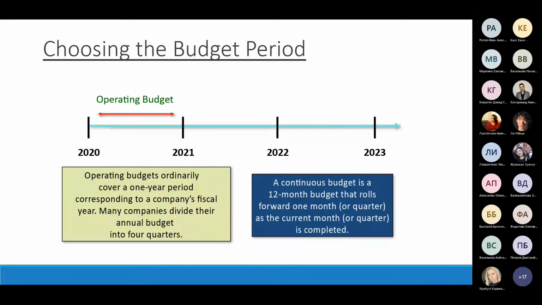So a rolling budget is very similar to the moving average calculation. So every time we move our calculation period one level down, and the same we do for the rolling budget.